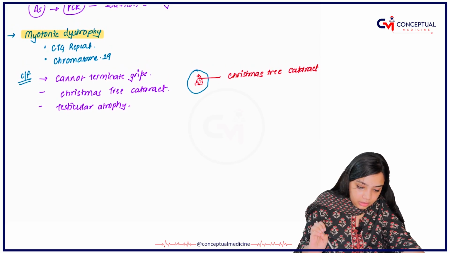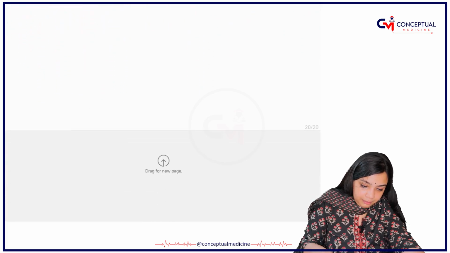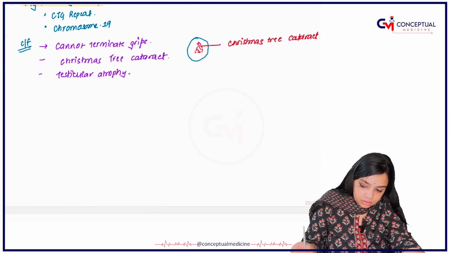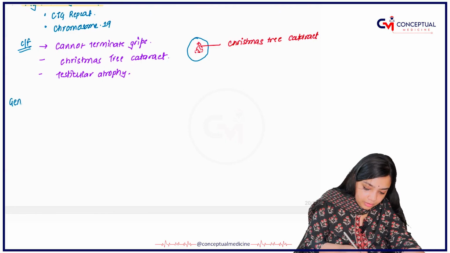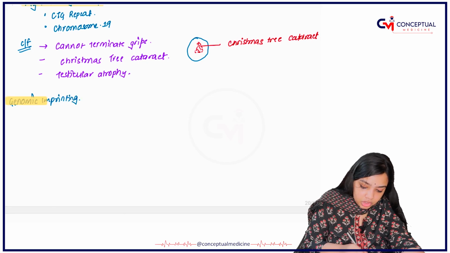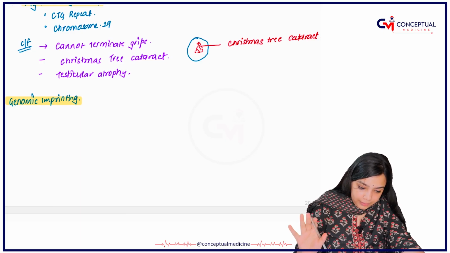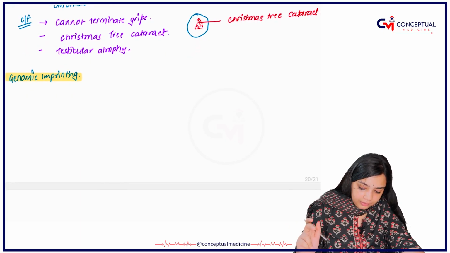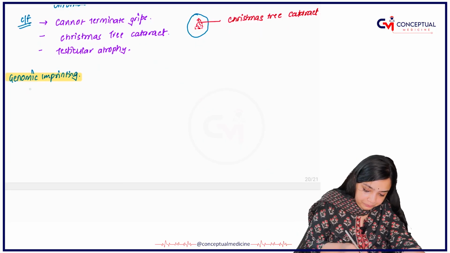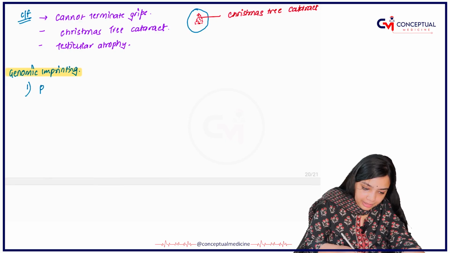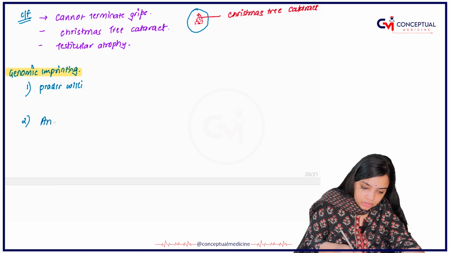Okay. Now let's talk about the genomic imprinting. What does genomic imprinting mean? Genomic imprinting means gene silencing, and it is a normal process. Okay, we have some syndromes that you need to remember. First one is your Prader-Willi syndrome, and second one is your Angelman syndrome.